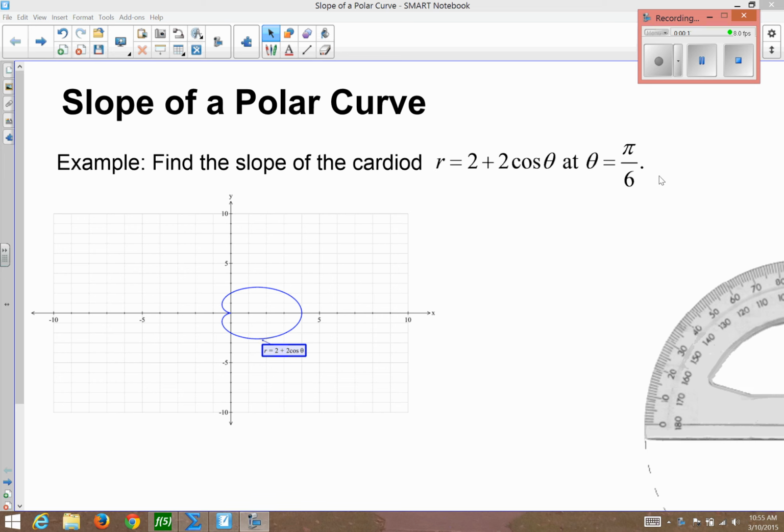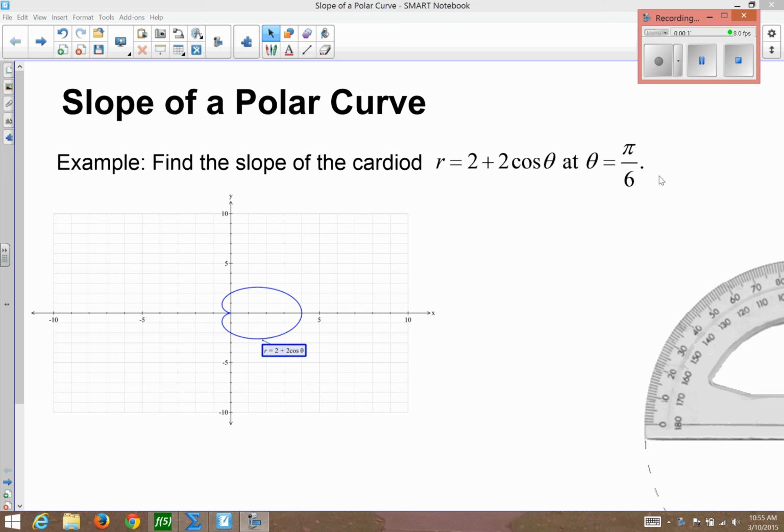If I draw a vector from the origin to that red dot, we have a 30-degree angle with the x-axis. It touches the cardioid at this green dot. So the question is to find the slope of the cardioid when theta is 30 degrees, meaning the slope of the tangent line to that blue curve at the green dot.